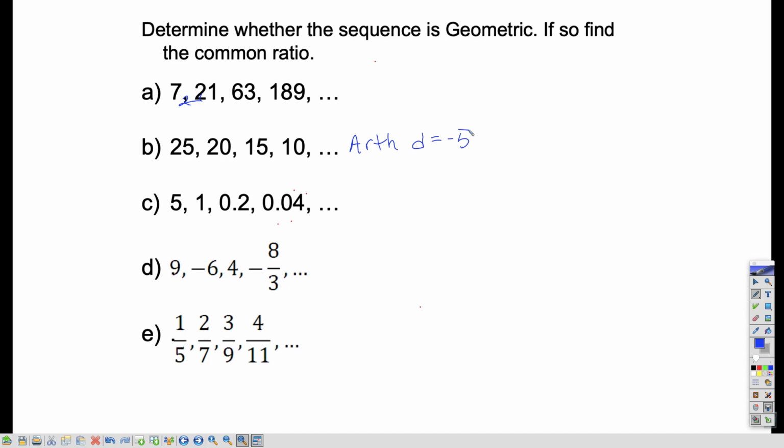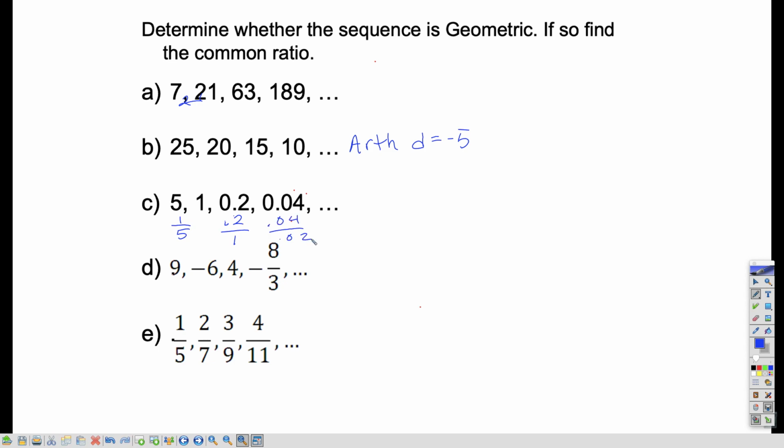Well, if anything, it's geometric, right? It could be neither. I find we need to put these into fractions though, right? So I'm going to do 1/5, right? 0.2 over 1. Why 1 over 5? Second over the first. Third over the second. And then 0.04 over 0.02.